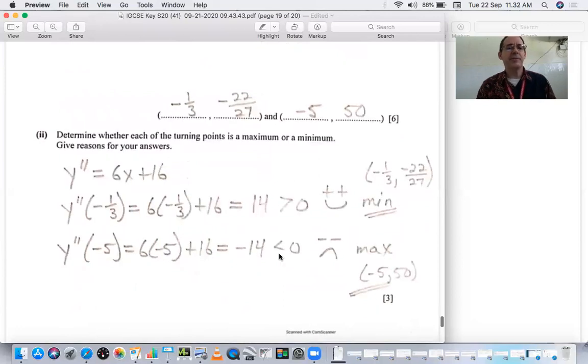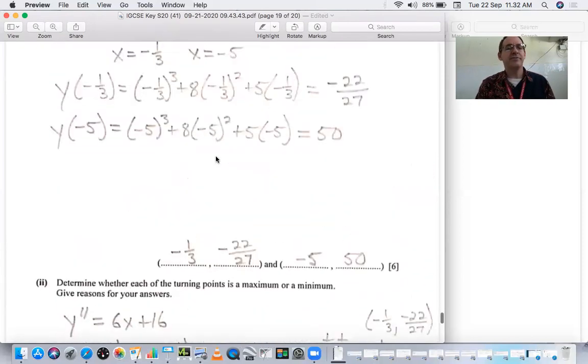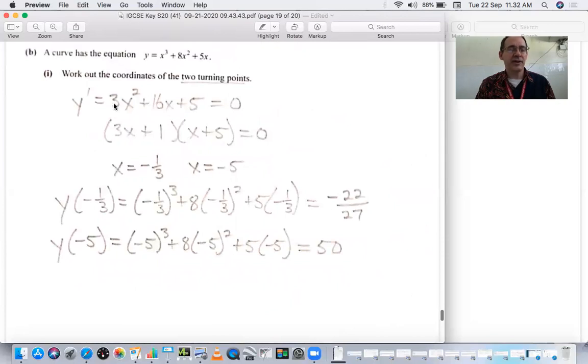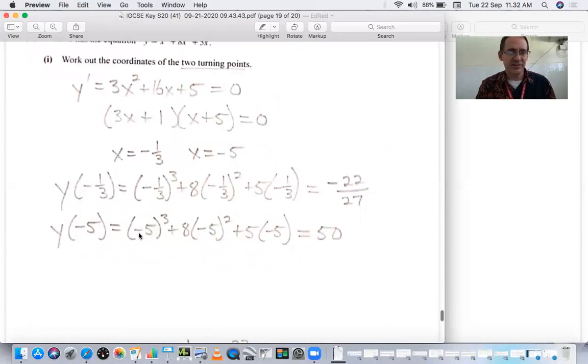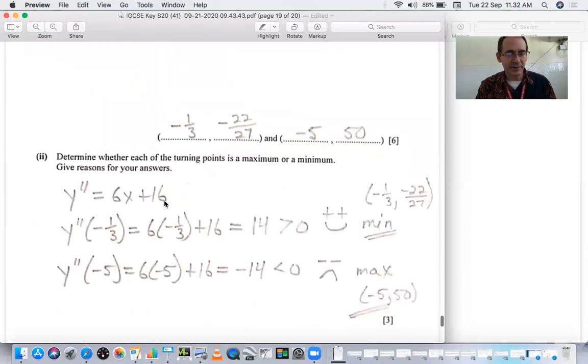Then it says determine whether each of the turning points is a maximum or a minimum. So we don't know which one they are. So we need to, there are actually a couple of ways of doing this. The way that I prefer is the second derivative test. So I do the second derivative. So notice if you take your 2 times the 3, you get 6x. And then the 1 times 16 is just 16. So you get 6x plus 16 is the second derivative. The y double prime here means second derivative.